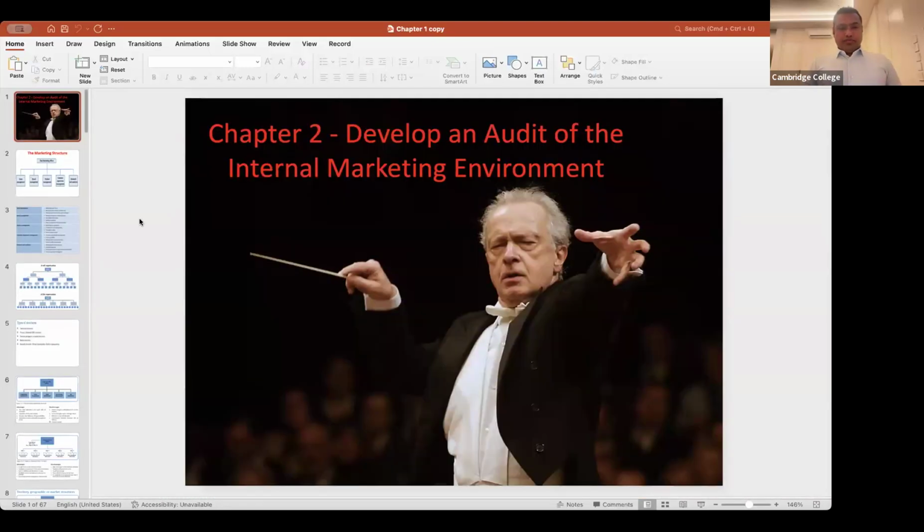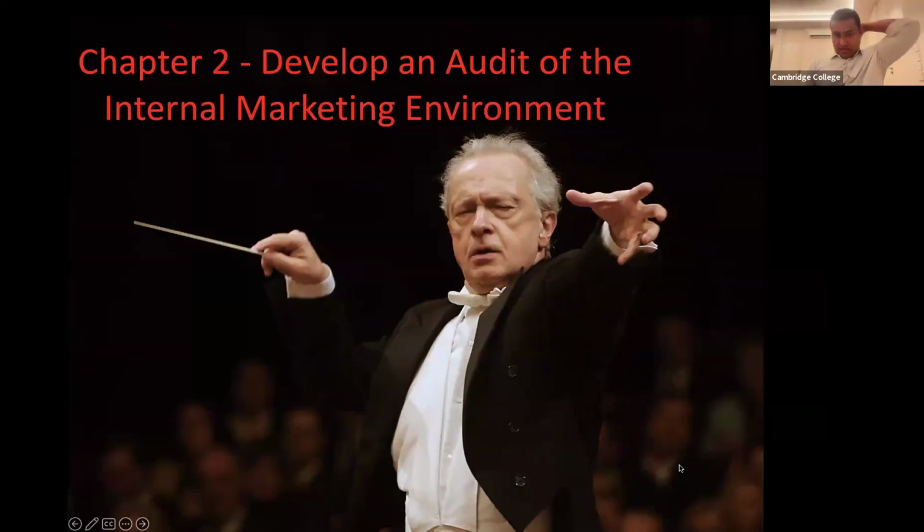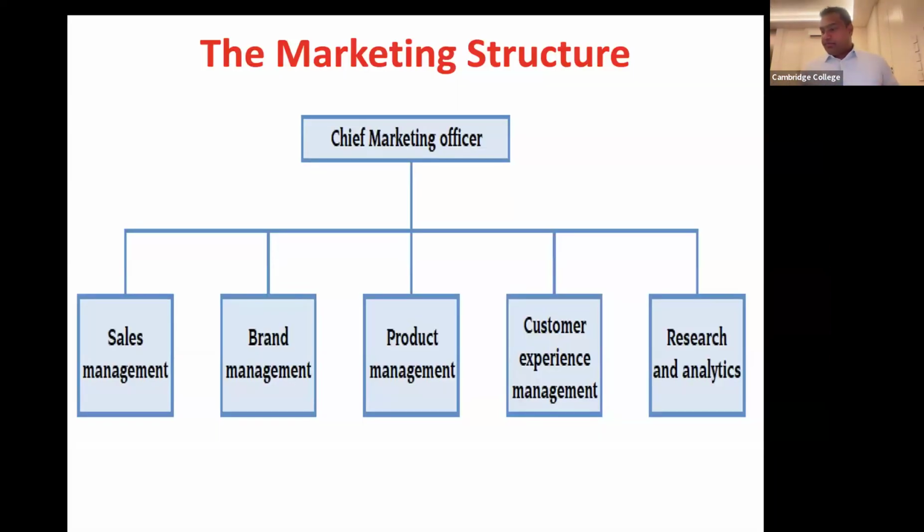Right. So today we are going to continue our discussion and look at chapter 2, the internal environment. Let's look at the internal environment and some theory. We start our discussion with the marketing structure. So typically in a marketing structure, you would see the CMO or the marketing director right on top. And then within the structure, you would have sales, brand management, product management. In some cases, customer experience management, which means the whole call center piece.